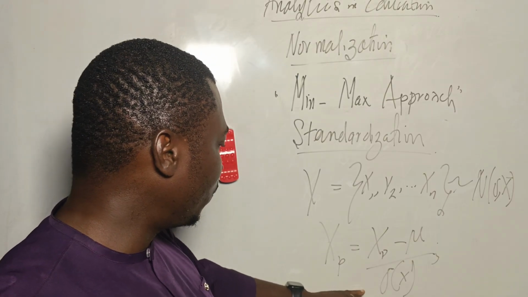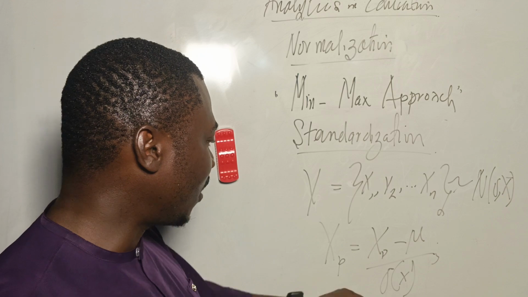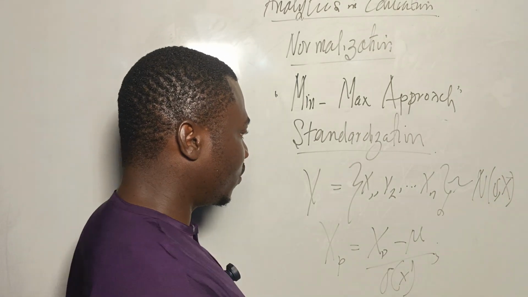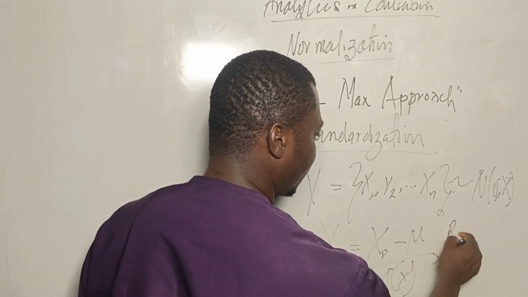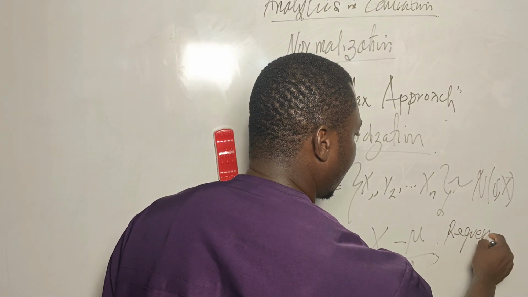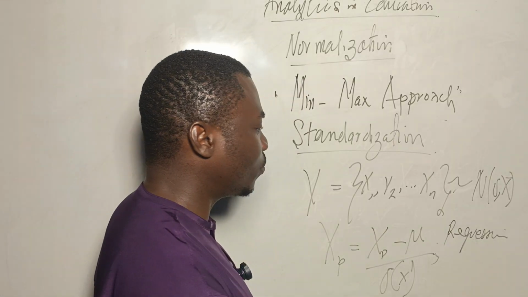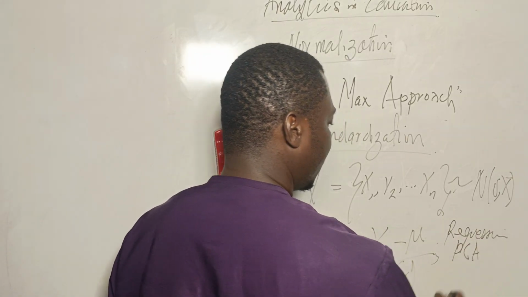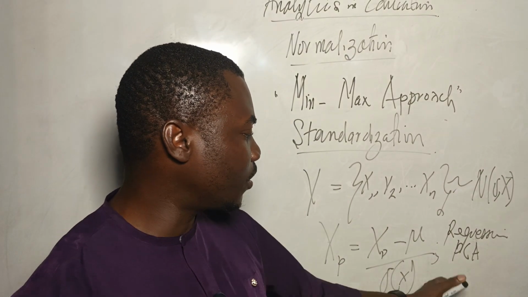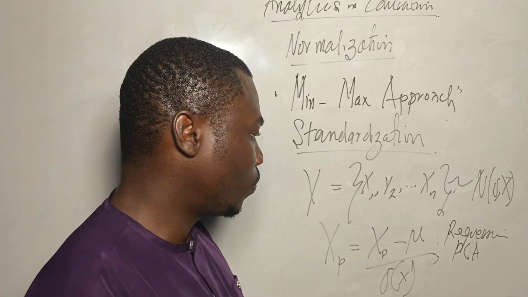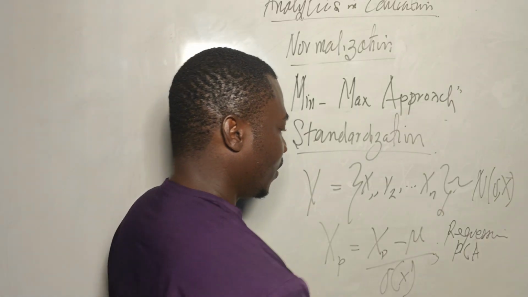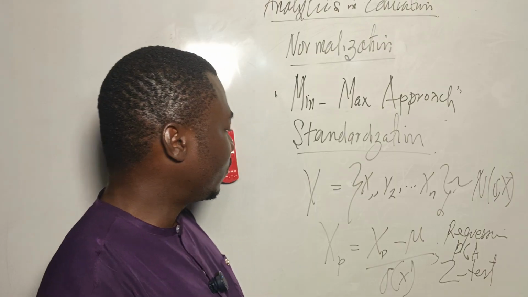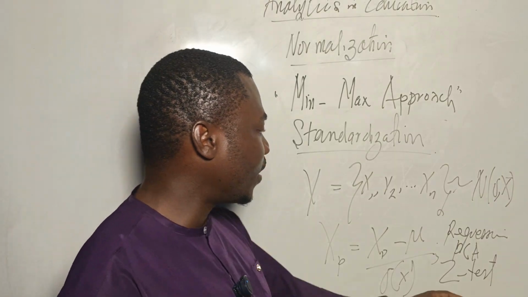An example of when to use standardization is when the data must be normally distributed. An example is a regression model. When you want to conduct a regression model, you have to standardize your data. Or if you want to conduct a data reduction process, that is a principal component analysis, you have to standardize your data. In fact, for you to conduct a Z-test, you have to standardize your data.